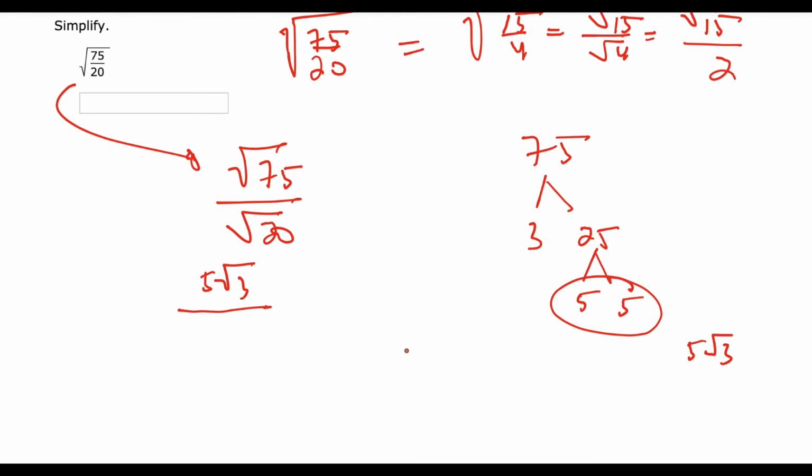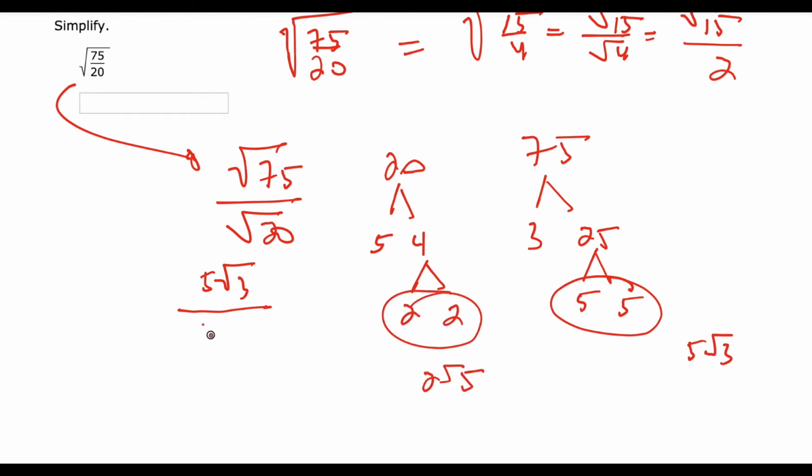So what did you do with the bottom? Same thing. Then I got 4 and 5. Okay, so 20, and then you get 5 and 4? Yeah. Okay, and then 2 and 2? Yeah. Okay. 2 root 5. All right, so 2 root 5.